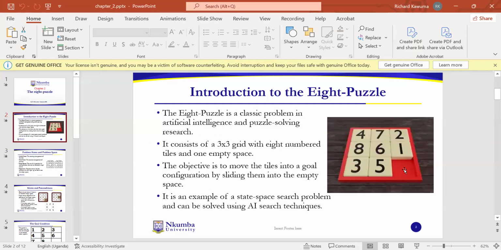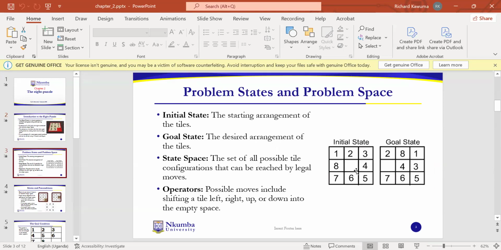But when the space is at the edge, in the corner, like the first picture which we had, here you have only 2 options you can move. So the number of options you can take depends on the position of the state space. The maximum options you can have are 4, and the minimum you can have are 2. Initial state, that is the starting arrangement of the tiles. The starting arrangement, we call it the initial state.